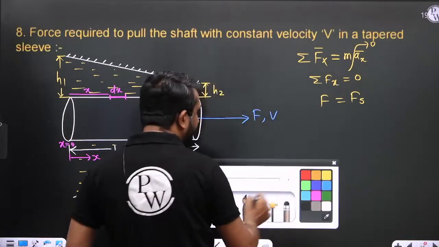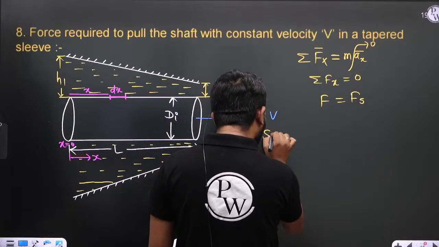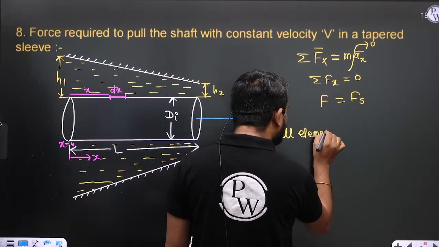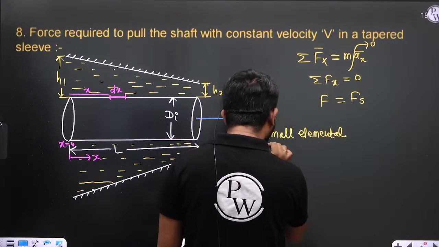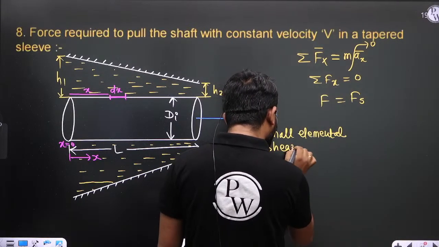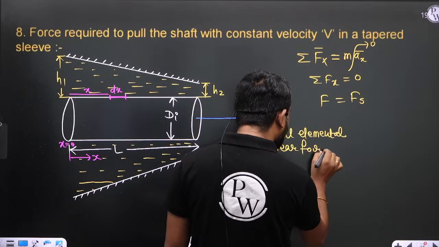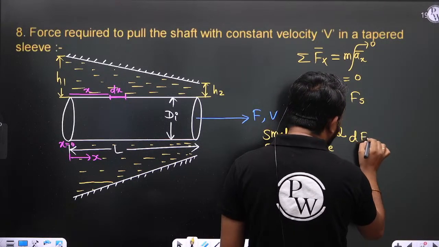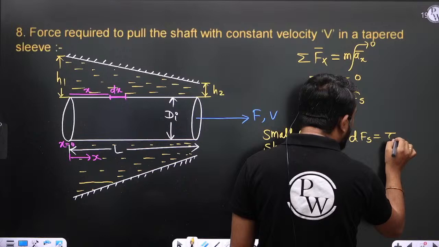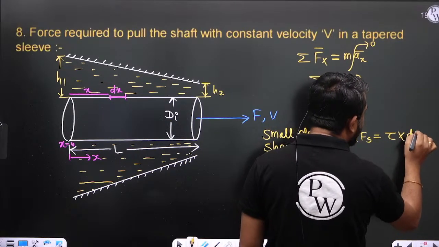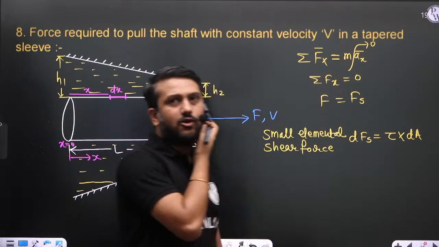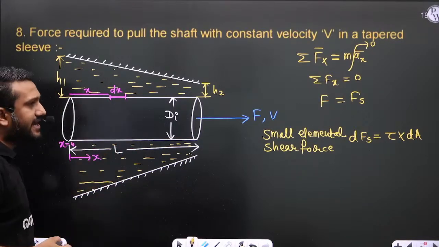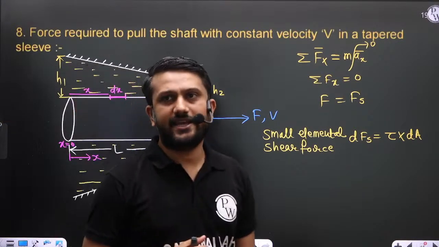So first calculate the small elemental shear force, right? What is the small elemental shear force? We can write dFs is equal to tau multiplied by dA. What is tau? Tau is the shear stress on this small element, and dA is the small elemental area.